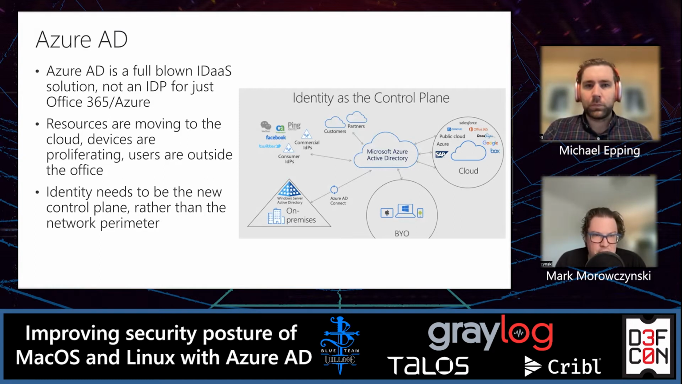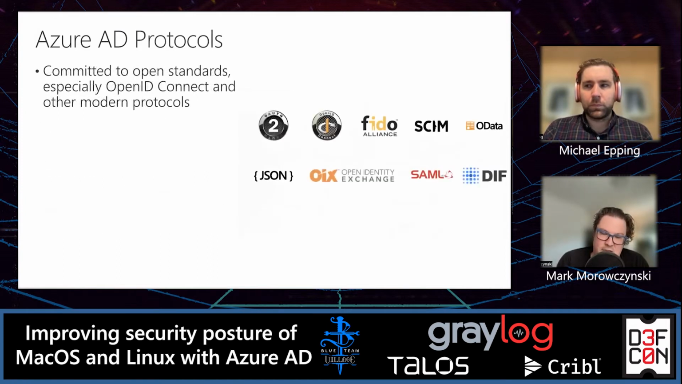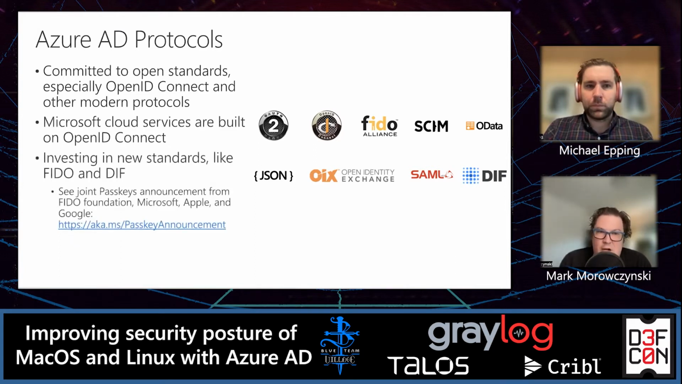Let's talk about a very specific thing around Azure AD that I think is really important. Like I said, we can do a whole bunch of topics on Azure AD, but something I wanted this community to take away here is that Azure AD is built on open standards. This means things like OAuth, OpenID Connect, and SAML. And if you actually crack open any of the Microsoft applications themselves, you will see that they are built on OpenID Connect. Now, we're continuing to invest in new standards, things like FIDO, as well as the decentralized identity framework.